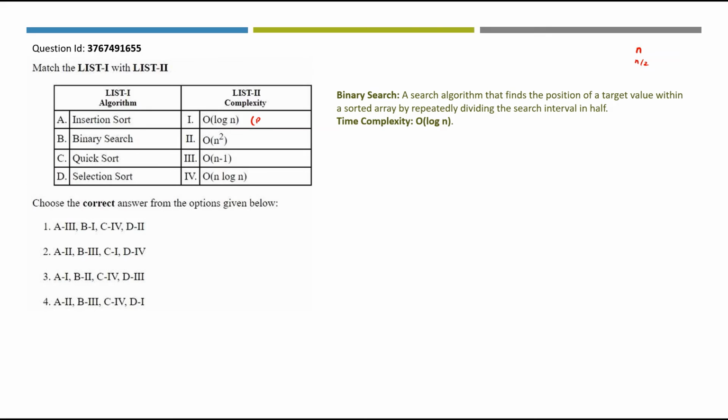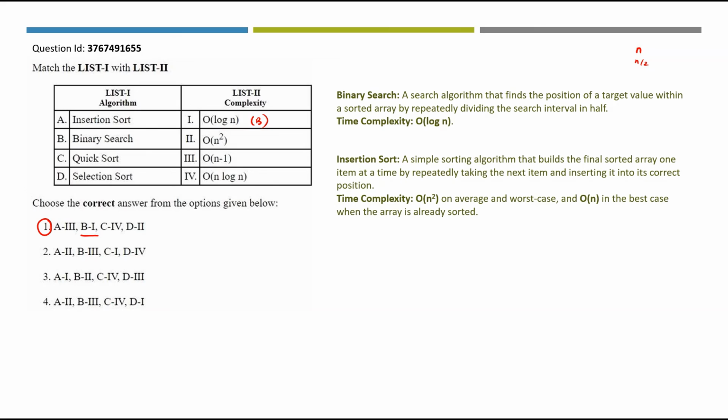B will be mapping to 1. B1 is available only in one option. We will go with option number 1 as the right answer. What about insertion sort? This is a simple sorting algorithm that builds the final sorted array one item at a time by repeatedly taking the next item and inserting it into its correct position. The time complexity is given as big O of n square on average and worst case, and big O of n in the best case when the array is already sorted.